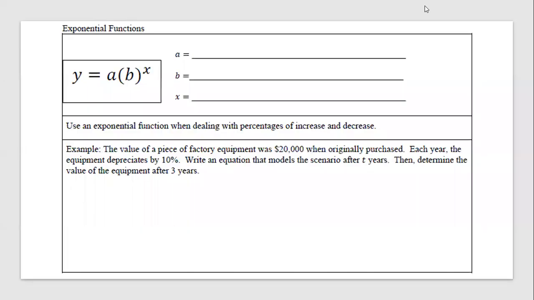All right, here we go. Now we're going to talk about exponential functions. Does anyone remember what the a represents in our exponential function? Yes, initial value. Good job. It is our initial value. It's where did we start, right? So in terms of a car, what was the initial cost, right? What was its value?